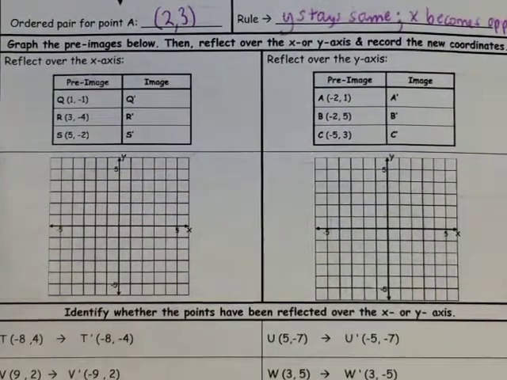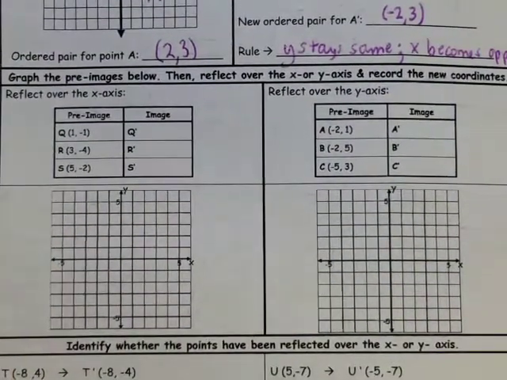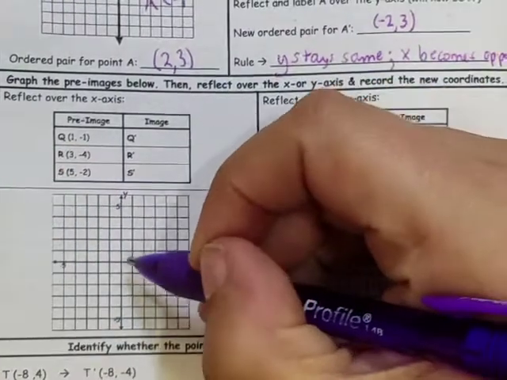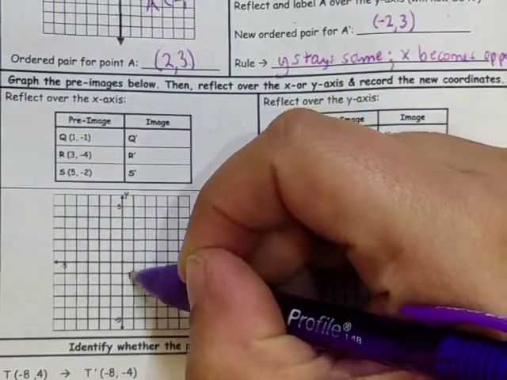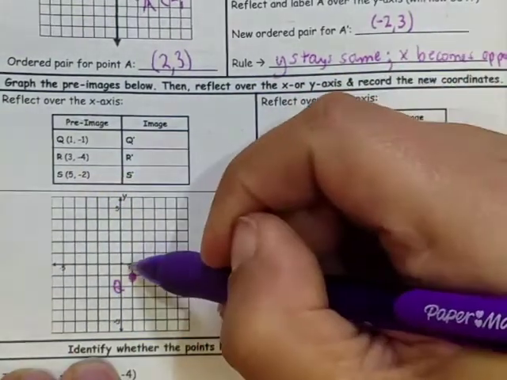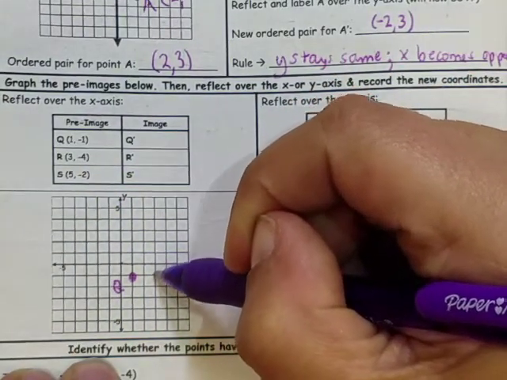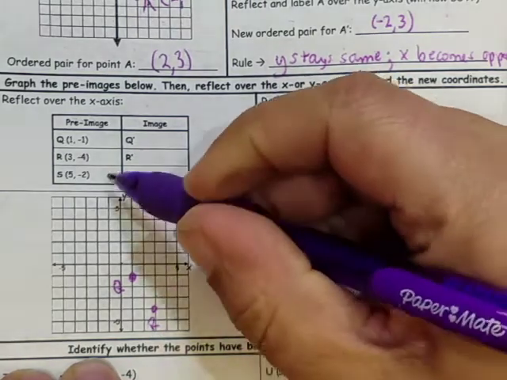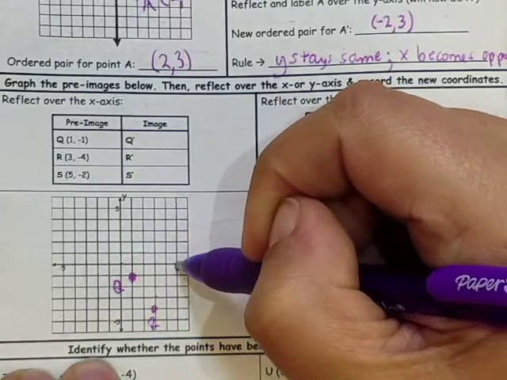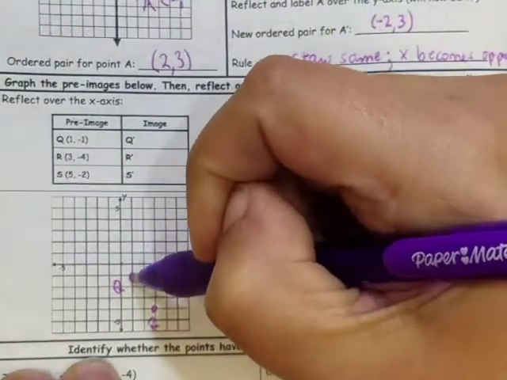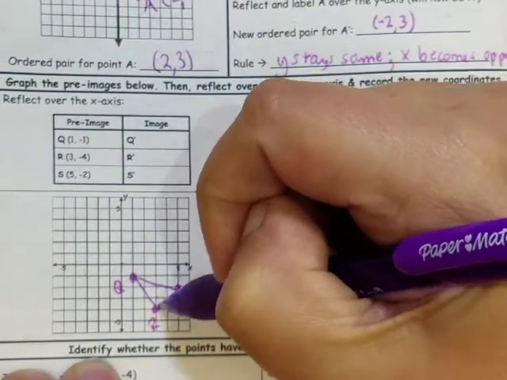All right, now we're just going to do some practice, and then you guys are going to practice on your own on the right side. So we've got the point 1, negative 1. So let's put that on the graph. So 1, negative 1. That's Q. R is 3, negative 4. And S is 5, negative 2. So there's my triangle, or my pre-image, QRS.